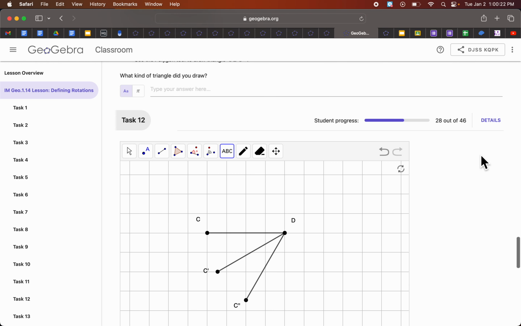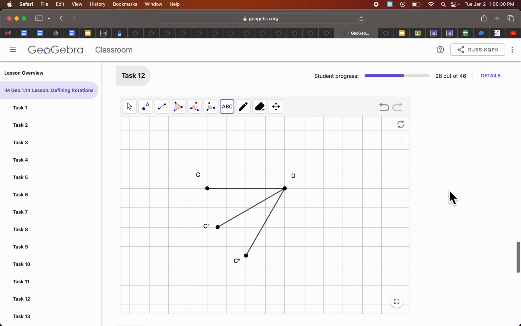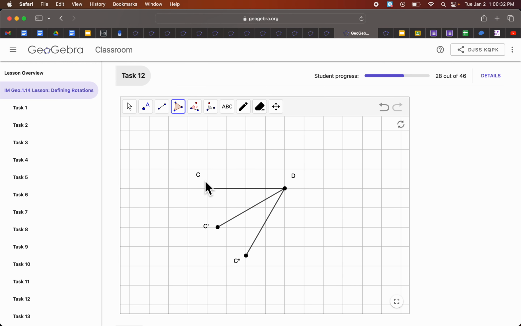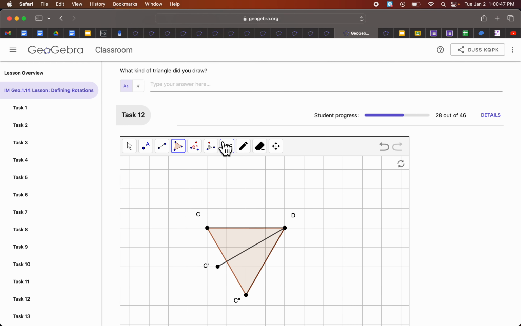Cool. Then, what does it say? It says, use the polygon tool to draw triangle C D C double prime. Okay. Polygon tool, C, D, C double prime, and then back this way. Okay. All right. And then what does it say? What kind of triangle did we draw? Well, what can we say about this triangle? It's an acute triangle, right?